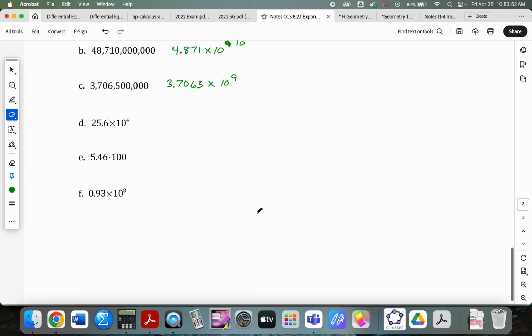Then we get into some where it gets a little bit more difficult. Like this one. You're like, okay, it can't be 25.6. It's got to be a number that's less than 10. So it's got to be 2.56. The question is, does this get bigger by 1 because we move the decimal place one place, or is it going to get smaller by 1? What I always think about when I'm doing this is, did this first number get bigger or smaller? Smaller. So my exponent needs to get bigger. That's 2.56 times 10 to the fifth.